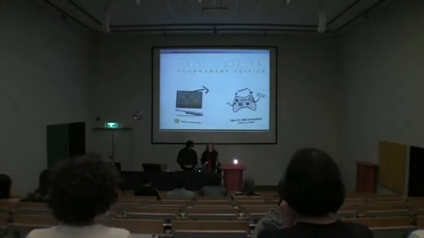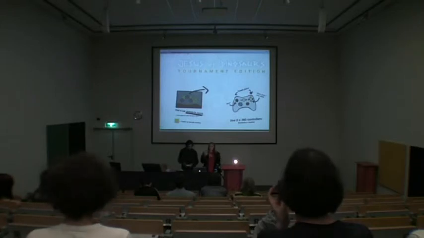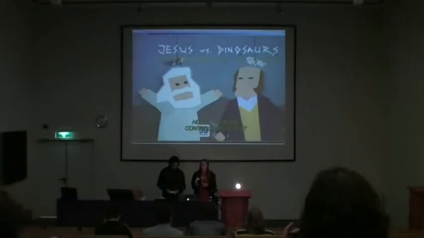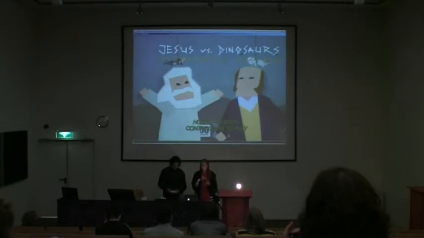Here. So the story of this game is that God travels back in time to kill all the dinosaurs, because they're not in the Bible. And then Darwin hears about it, and he travels back in time to stop God. And then they build cars out of... God builds cars out of Jesus parts, and Darwin builds cars out of dinosaur parts.